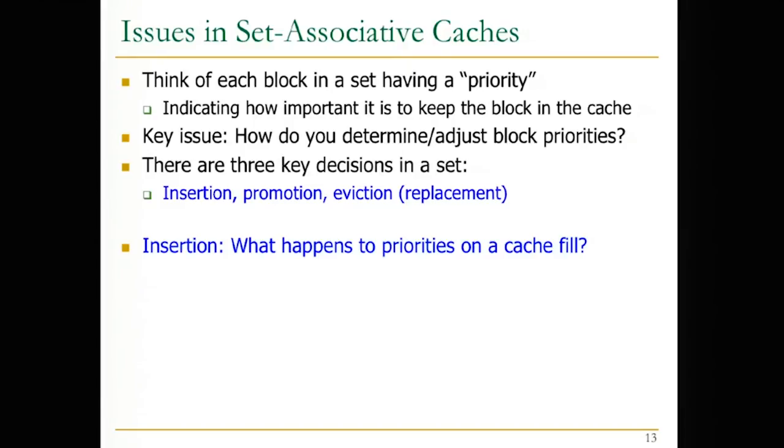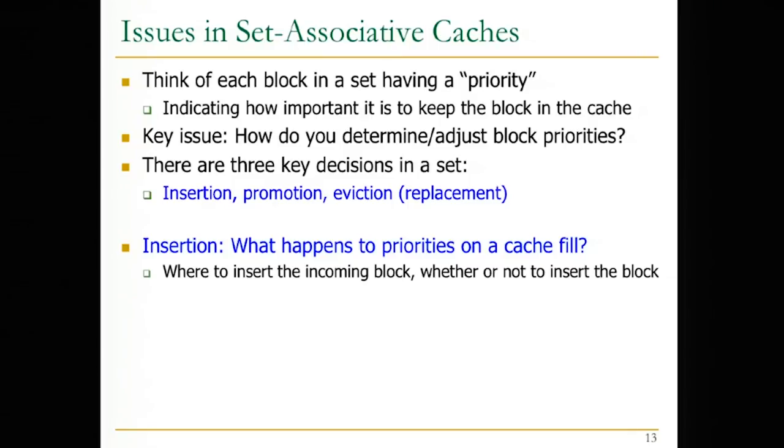So even when you insert, you have a choice. Basically, you can change the priorities on a cache fill, right? When you're inserting a block into the cache, where do you insert the incoming block? Do you insert it with high priority such that it gets replaced later, or do you insert it with low priority? Or do you even insert it into the cache? So you have that choice. So if you, for example, figured out that the access pattern, that block that you're accessing is part of a random access pattern that you're never going to reuse, if you can figure that out, maybe you don't insert it into the cache, right?